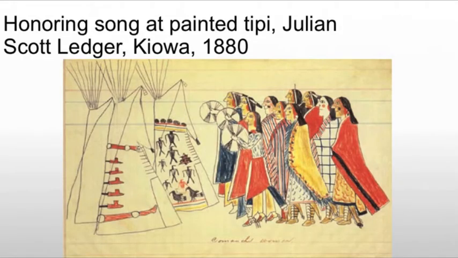So the piece we're actually looking at is the honoring song at Painted Teepee from the Julian Scott Ledger. In other words, this is a collection of drawings that were done. And here we see a group of dancers before 3 teepees. And we have a couple of things that I need to point out. First of all, we're going to look at this teepee here. This is probably a warrior's teepee.